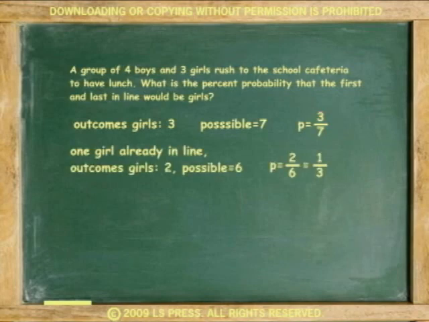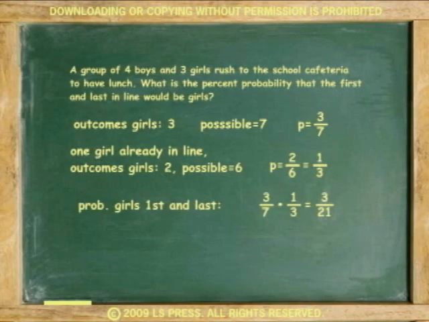Because one girl is already at the head of the line, subtract 1 girl from the group. Number of successful outcomes, last in line a girl, 2. Number of possible events, 6. Probability is 2 over 6 or 1 over 3. Multiply probabilities for first and last being a girl. 3 over 7 times 1 over 3 equals 3 over 21 or 0.1428. Now 0.1428 times 100 equals 14.28% probability.